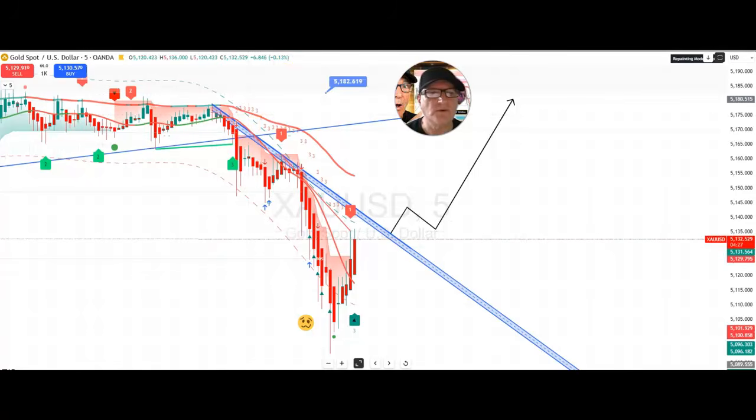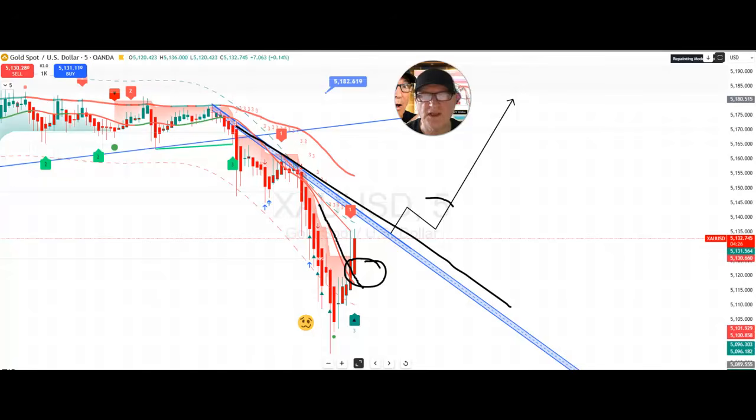One thing I'm looking for is, first of all, this is a 50 moving average, and I want the price to move above it, but there is a trend line here as well, as you can see. So I'm looking for that combination here, somewhere around here, for the price to change character.